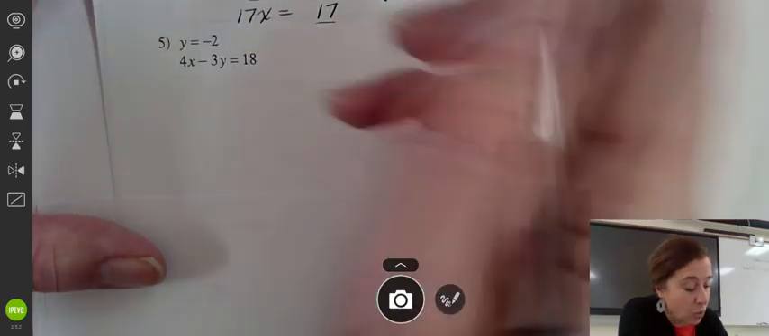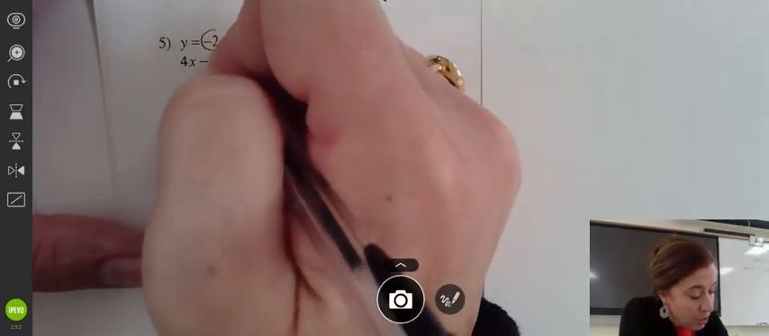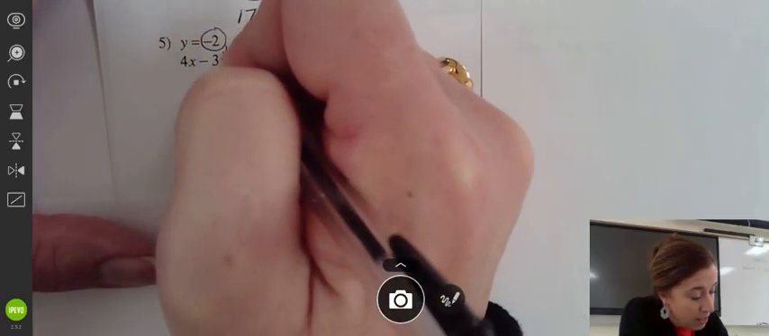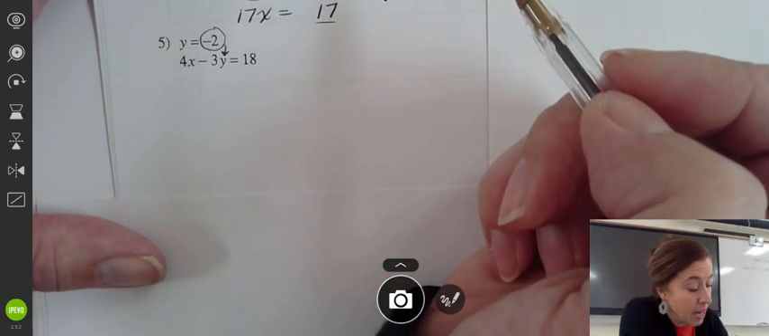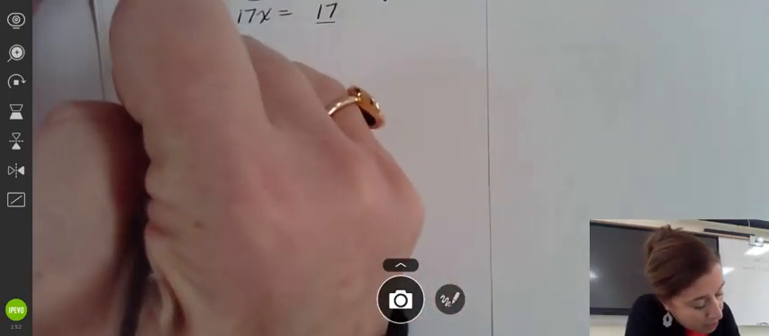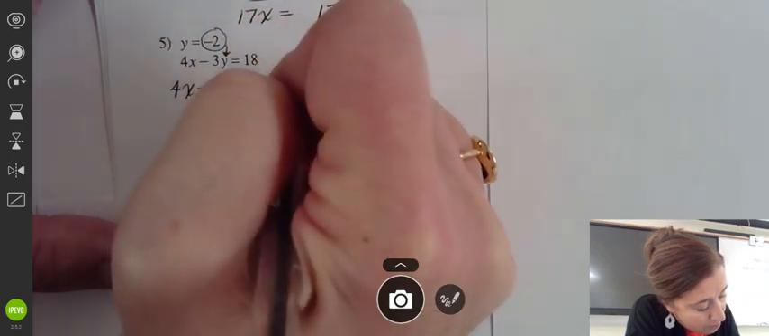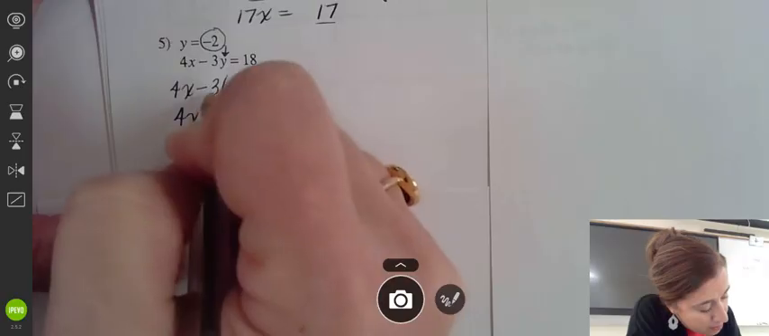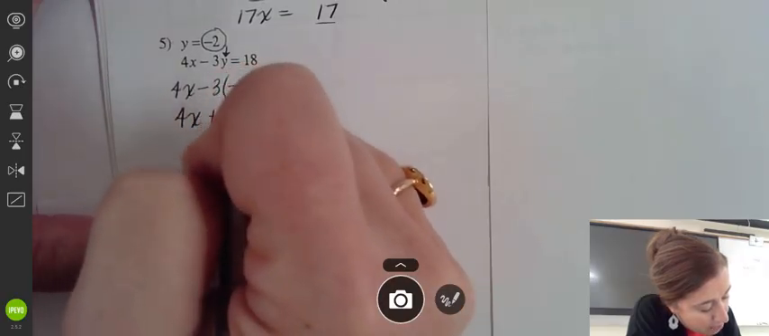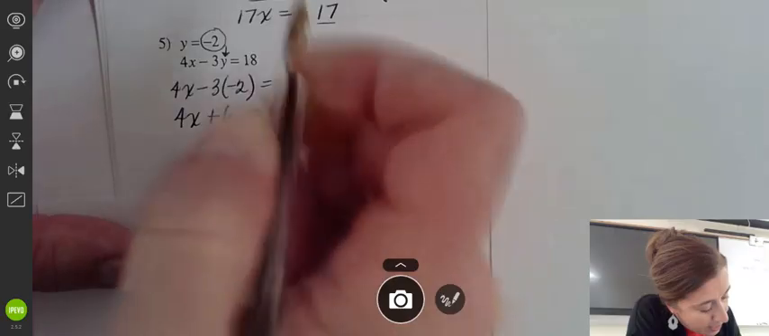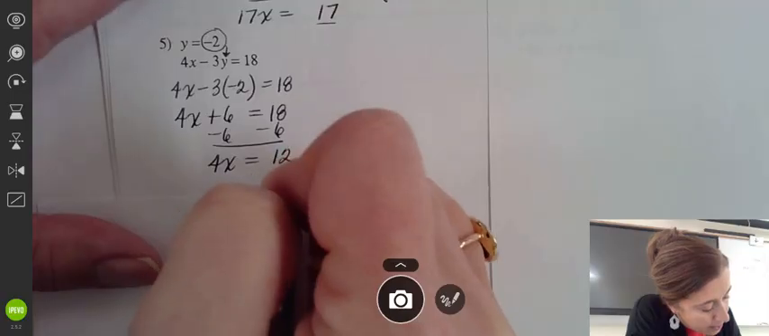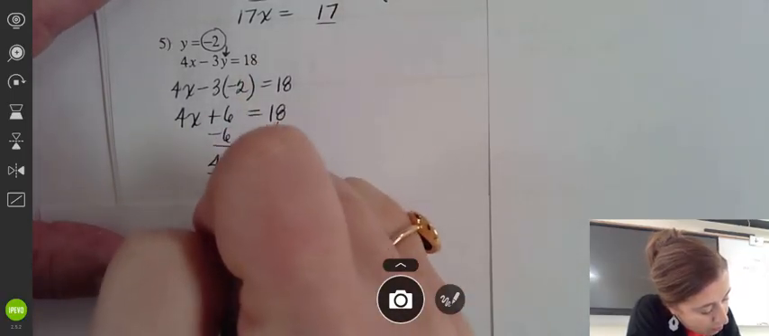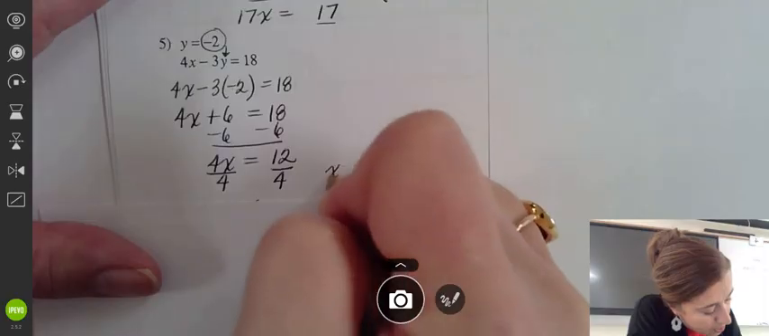Okay? We just have to find the x coordinate. So what we do is we take this -2, we put it in for y in the other equation. Okay, just like we would if it were an expression, just like we did up top. So 4x minus 3 times -2 is equal to 18. 4x, -3 times -2 is positive 6, is equal to 18. We subtract 6 on each side, we get 4x equals 12. We divide both sides by 4, and x equals 3.